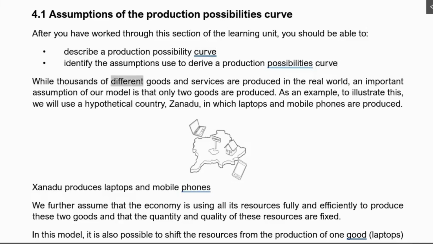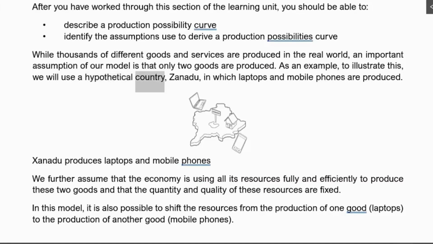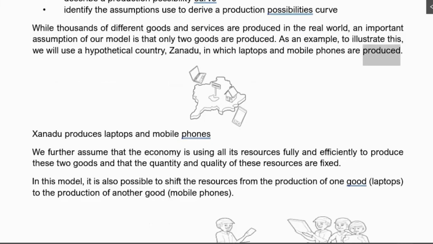While thousands of different goods and services are produced in the real world, an important assumption of our model is that only 2 goods are produced. As an example, to illustrate this, we will use a hypothetical country, Xanadu, in which laptops and mobile phones are produced. Xanadu produces laptops and mobile phones.